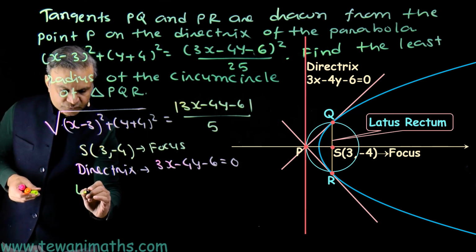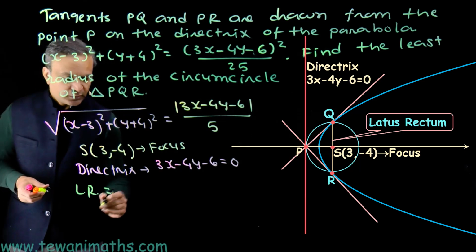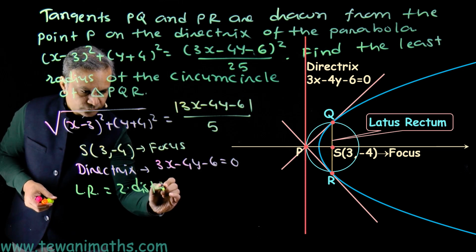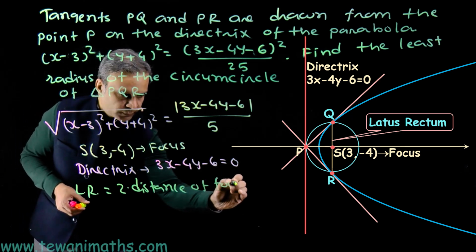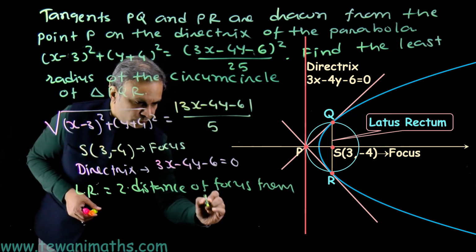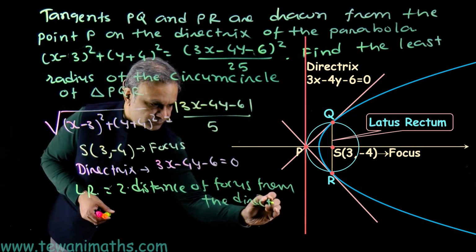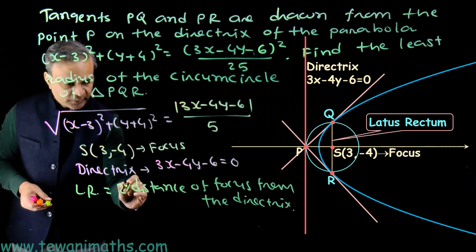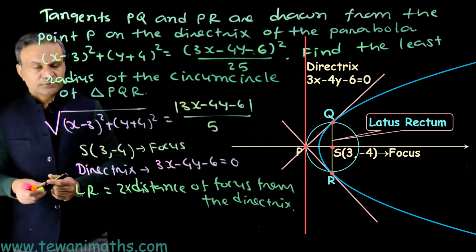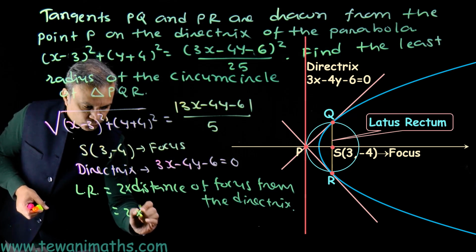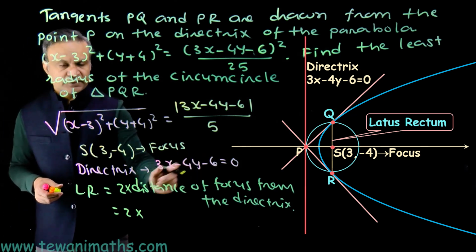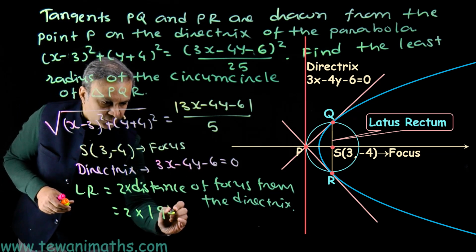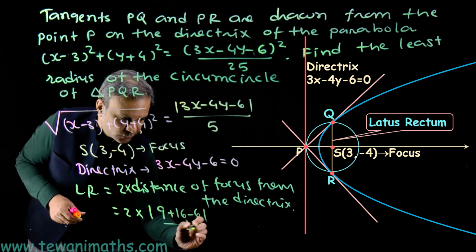The formula is: length of latus rectum is equal to 2 times the distance of the focus from the directrix. The latus rectum length is 2 multiplied by the distance of the focus from the directrix. So we will have 2 multiplied by, this is the focus, this is the directrix, the distance of this point from this line, which will be (9 plus 16 minus 6) over 5.